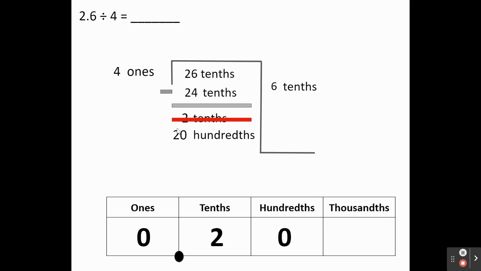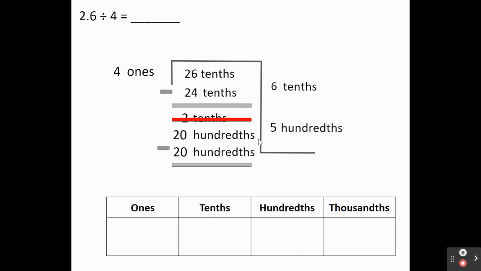Now we can ask ourselves, what can we multiply by 4 to get closest to 20 without going over? That would be 5, because we know that 4 times 5 is 20. Now we're in the hundredths place, so let's label each of these numbers as hundredths. Now we can subtract. 20 hundredths minus 20 hundredths is 0 hundredths. Now that we're at 0, we know we're done dividing. We can add up everything to the right.